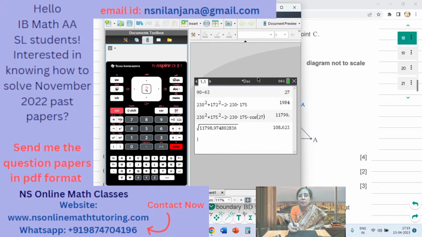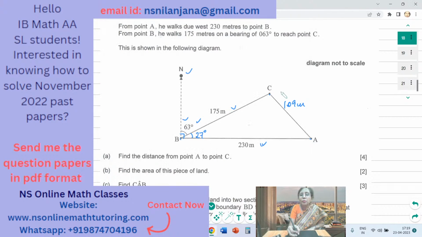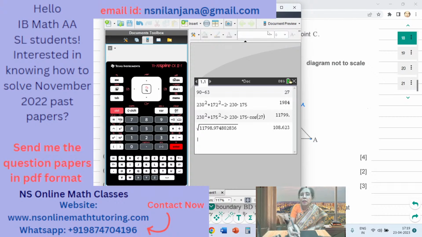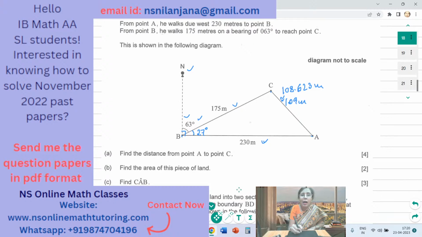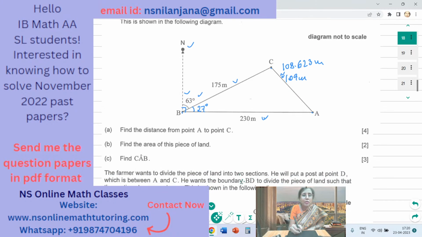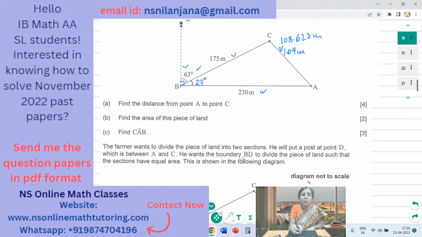Let me just write what it was: 108.623 meters, which is approximately equal to 109 meters. I need the exact value later on.